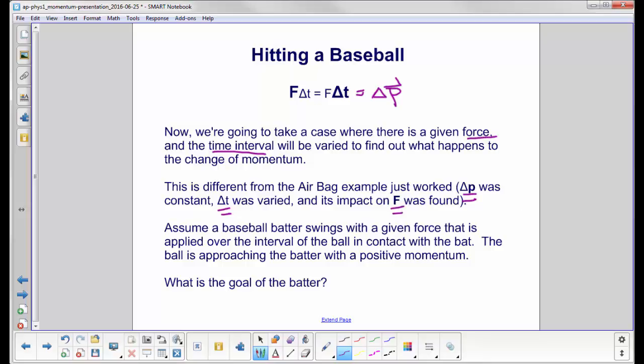passengers was found. So let's assume a baseball batter swings with a given force that is applied over the time interval of the ball being in contact with the bat. The ball will be approaching the batter with a positive momentum. We could have chosen negative, but in this case we'll choose positive. What is the goal of the batter?